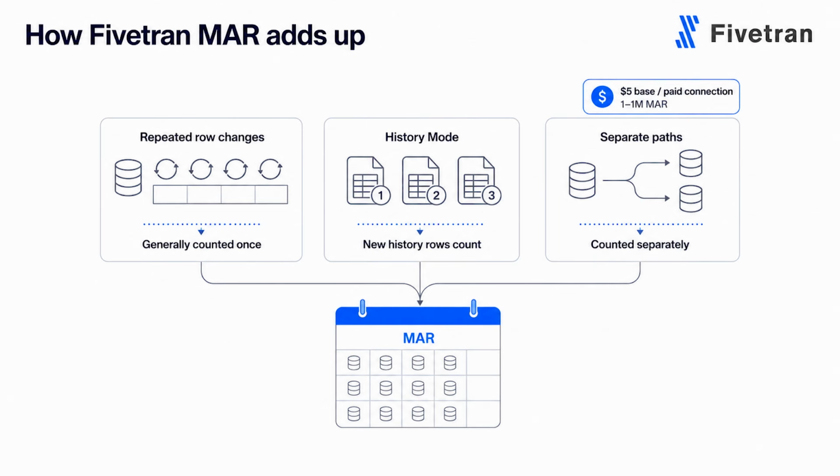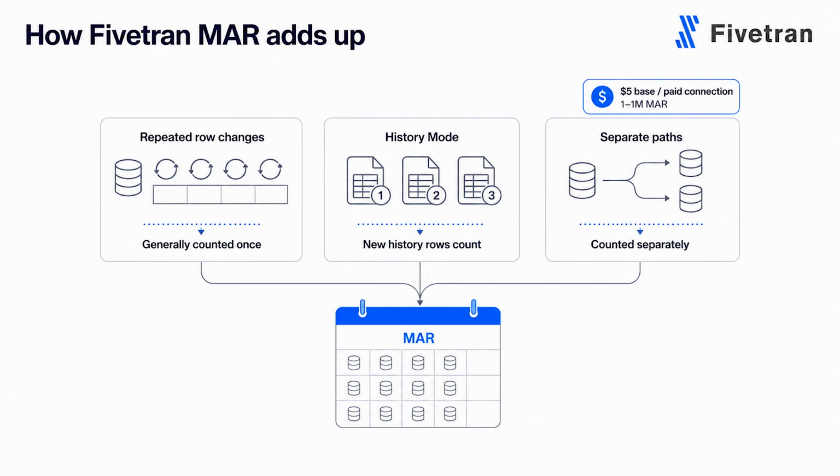Connections and activations are measured in monthly active rows, or MAR, while transformation usage is measured in successful model runs. Within Fivetran's 2026 pricing model, inserts, updates, and deletes count toward MAR. A row changed multiple times in a month is generally counted once per connection. However, history mode is an exception. Repeated updates create new history rows, which count toward paid MAR.